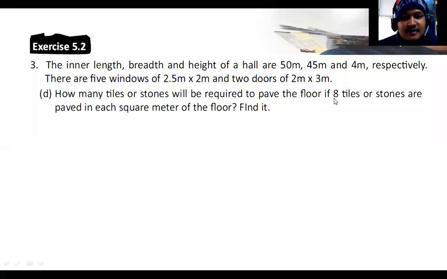In 1 square meter we can pave 8 tiles or stones. How many tiles or stones will be required there for the whole floor? 8. So the area of the floor must be calculated at first. After calculating the area of the floor, it is multiplied by 8, because in each square meter we can pave 8 tiles or stones. So it is also a simple question like question number C.